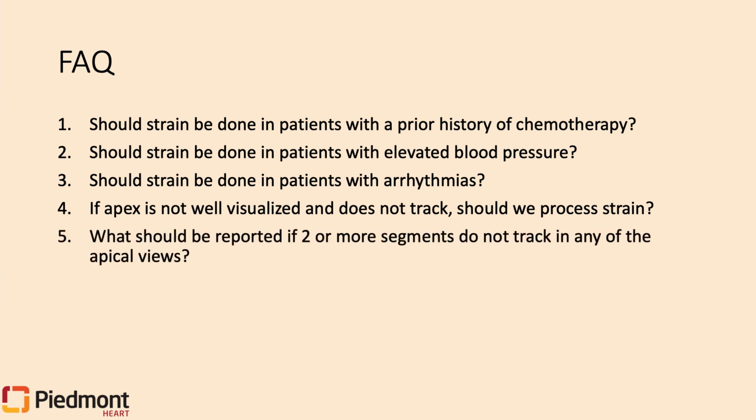What should be reported if 2 or more segments do not track in any of the apical views? If 2 or more segments do not track, then a statement should be written along the lines of unable to obtain strain due to suboptimal tracking.